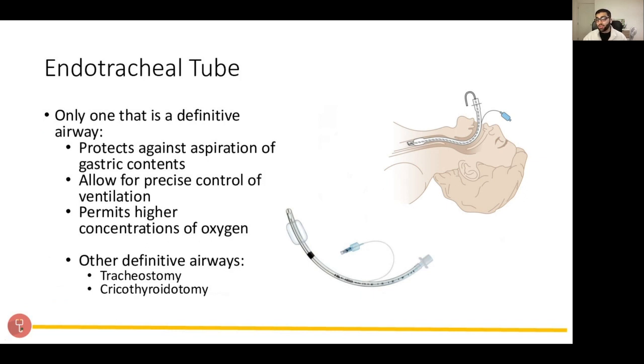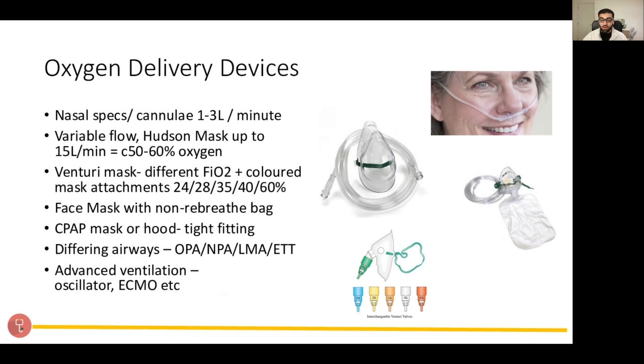So we've talked about some of the airway devices that we can have, but there are also a number of different devices that we can use to administer oxygen without putting an airway in. So the slide is quite busy, but let's just run through each device one at a time. So in the top right, you can see nasal specs or nasal cannulae. And these are the first option that you would try and use if your patient is a bit hypoxic, both inside theatre or outside.